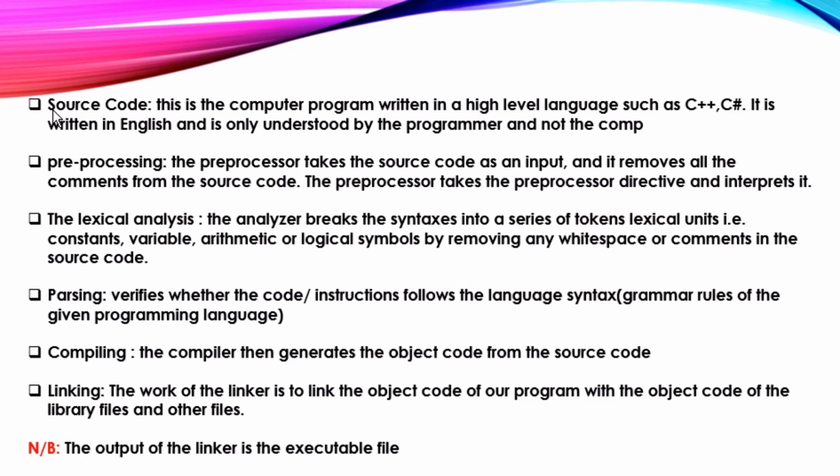Sometimes, when a program refers to the functions defined in other files, then the linker plays a vital role on the same. Therefore, we conclude that the job of the linker is to link the object code of our program with the object code of the library files and other files. The output of the linker is the executable file. The name of the executable file is the same as the source code file, but differs only in the extension.